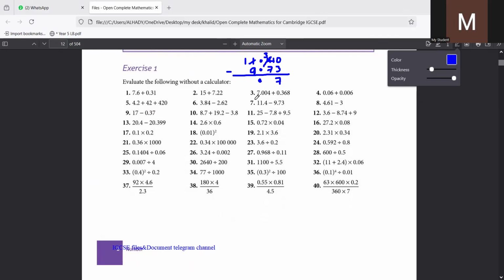Some people find things maybe a little bit tricky, but I'm quite sure it's not going to be tricky for someone studying in grade 11. Okay, the question that has a whole number minus decimal, like number 9, 17 minus 0.73. You write your 17 as it is.